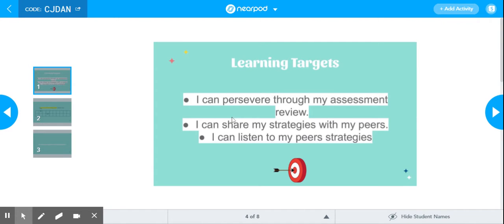It is very important that as we move through the assessment and the review this week, you share the strategies that you like to use with your peers. And as your peers are sharing their strategies with you, it's very important that you listen.